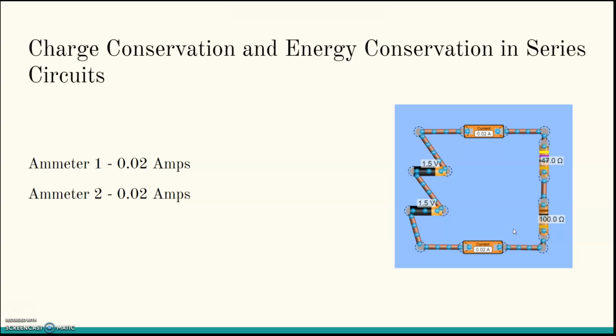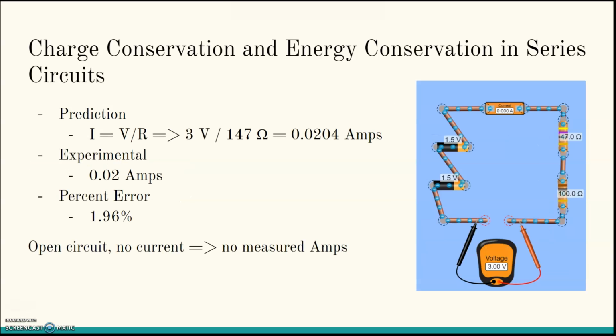So the first step of the experiment was to set up a simple circuit that you see on the right-hand side with those specific values that are labeled. And then I found that both ammeters, ammeter 1 and 2, measured a current of 0.02 amps. That's important later. Next, I removed one of those ammeters, ammeter 2, and added a voltmeter.